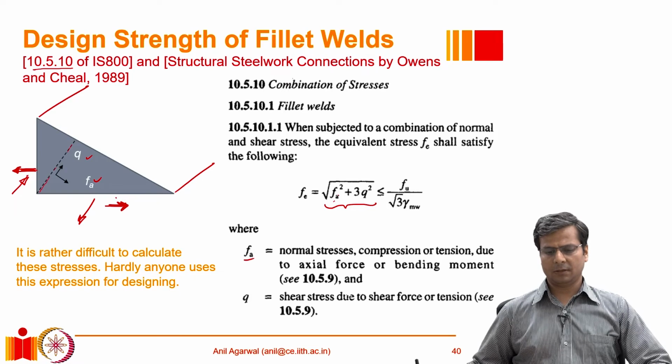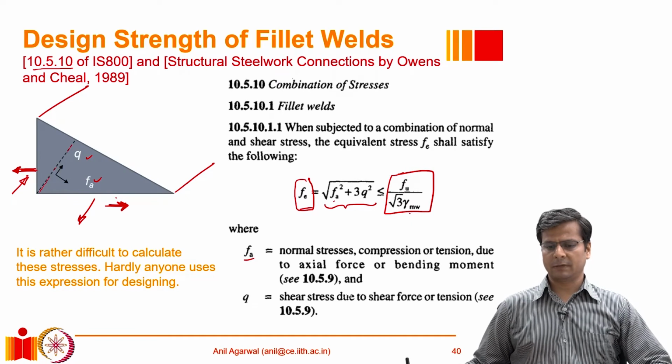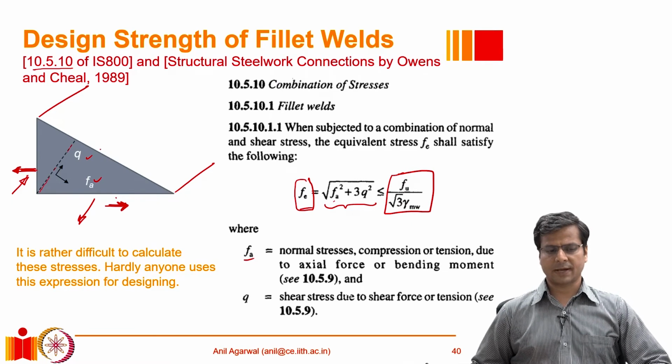and then use this interaction equation to calculate the effective stress, and then make sure that effective stress, that fe that we get, remains less than Fu divided by root 3 divided by gamma mw. So what it is basically trying to say is that you calculate the effective stress here, which is again dominated by shear because it is using a factor of 3 for accounting for shear, whereas only a factor of 1 to account for the normal stress values.